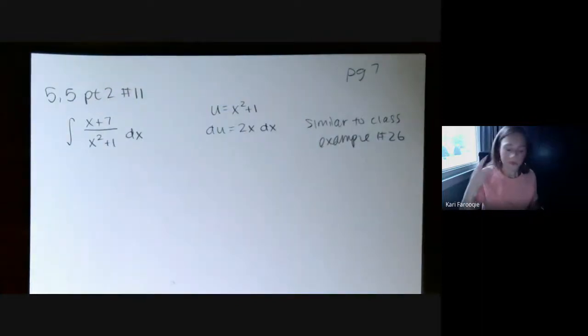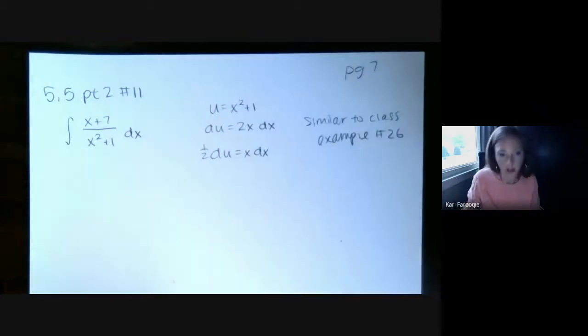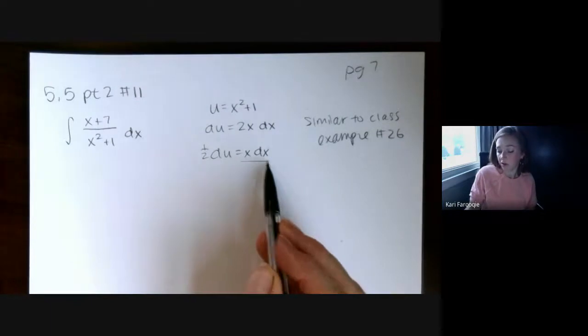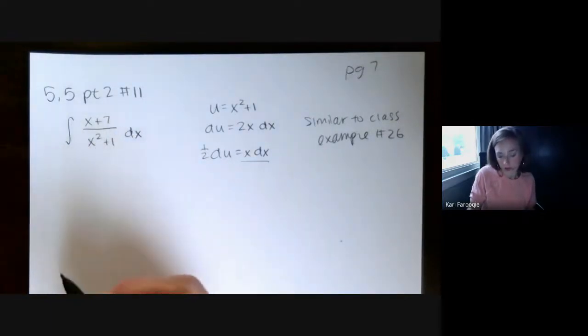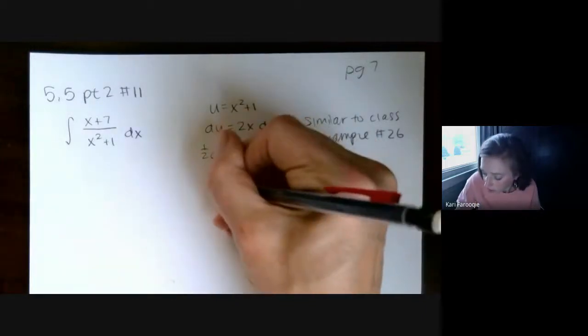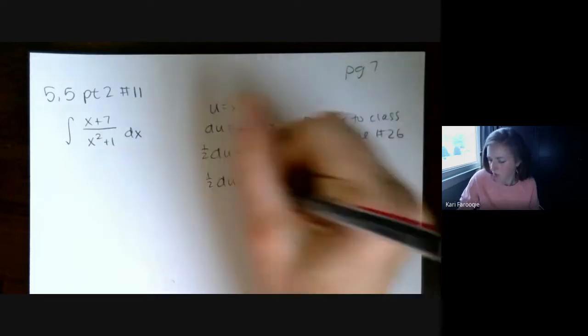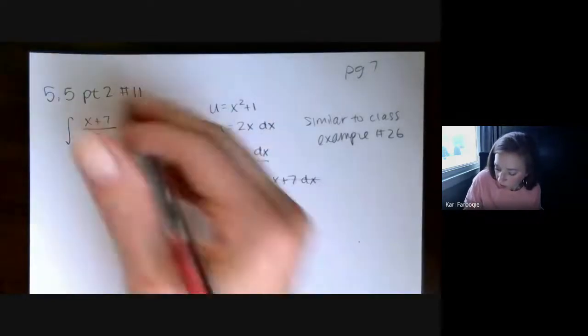Okay, so even if you divided out the 2, that's good. We're still going to need to do that. But the only thing that you can come up with here is an x dx. You cannot add anything onto that to create x plus 7 dx. So if you tried to say this, it's so weird when students do this. You cannot do that. You can't do that. So the trick here is to split into 2 integrals.